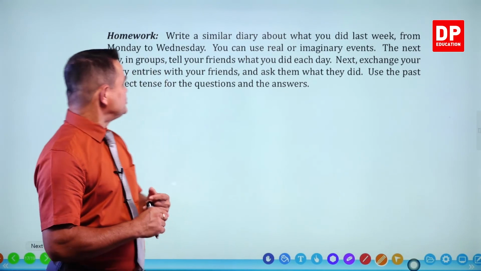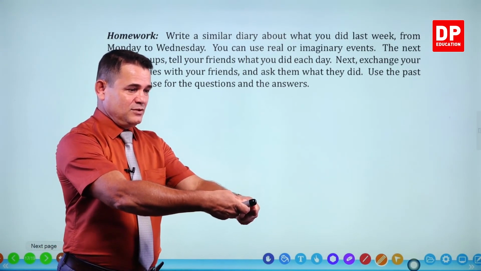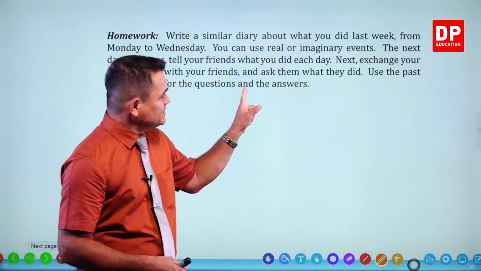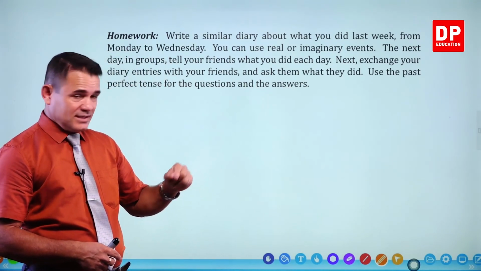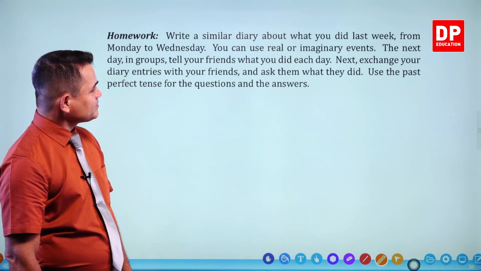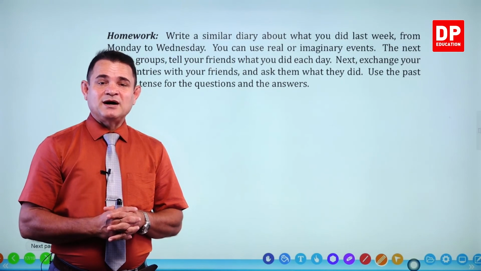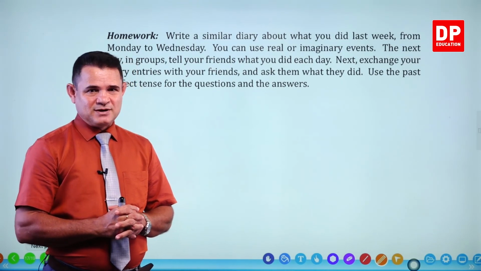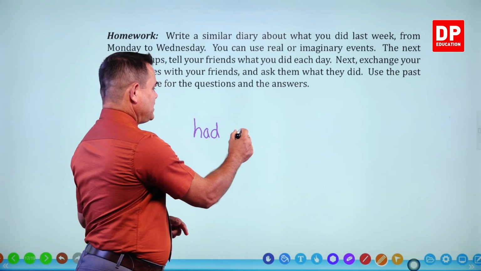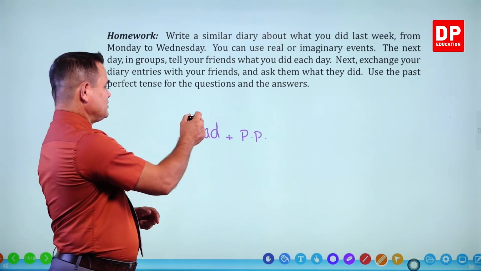Right, next exchange your diary entries with your friends. After telling, you exchange, you give your book to your friend, you take your friend's book. Exchange karagannawa. And ask them what they did. Egollo monawada kare kiyala ahanna. Use the past perfect tense for the questions and the answers. හැබැයි මෙතනදී අහනකොට උත්තර දෙනකොට you have to use past perfect tense. Past perfect tense, once again I am telling, had plus past participle. ක්‍රියාපදයේ තුන්වෙනි ස්වරූපය. Question එකක් කරනකොට මේක මුලට ගන්නවා.